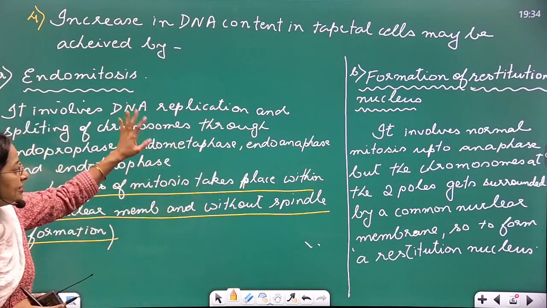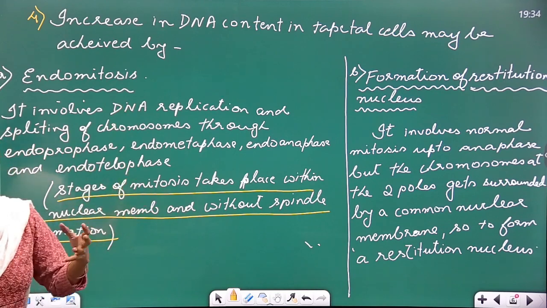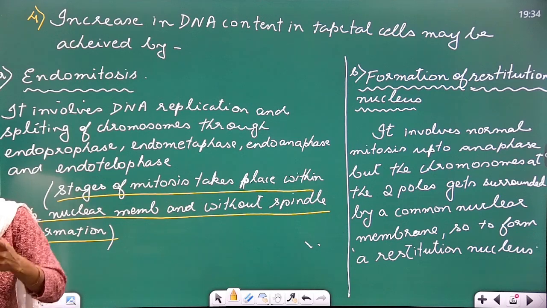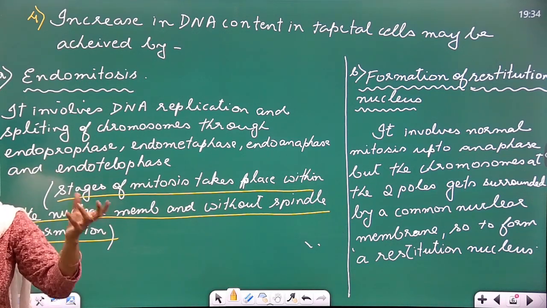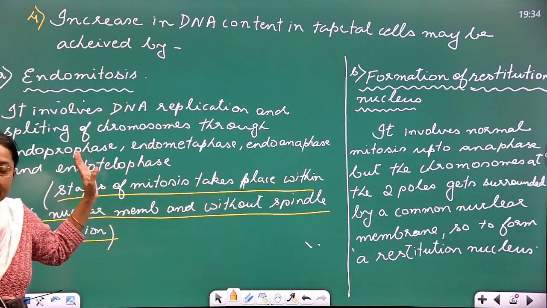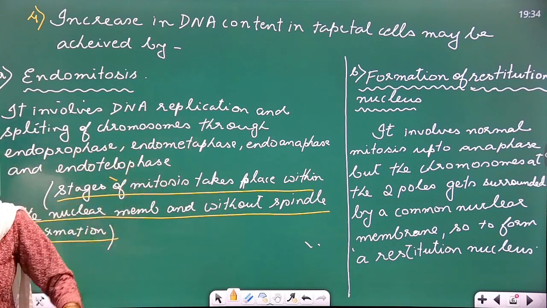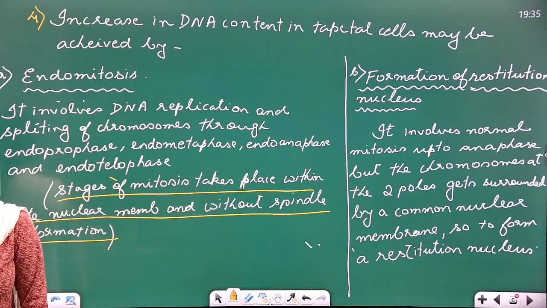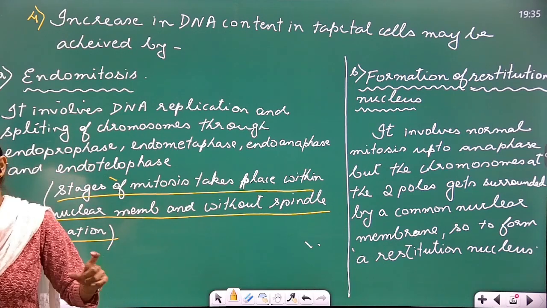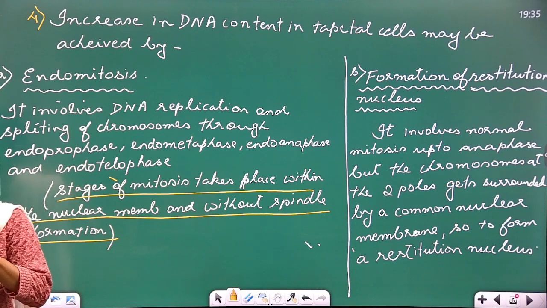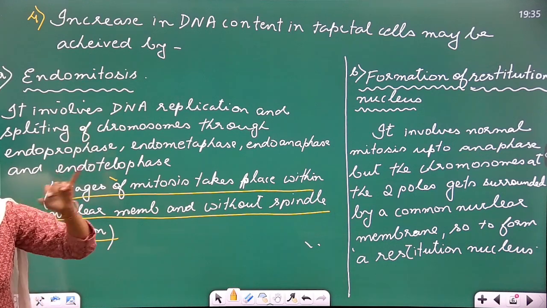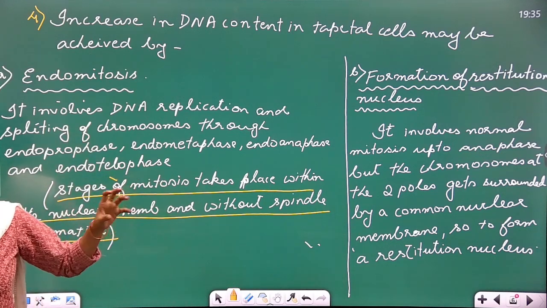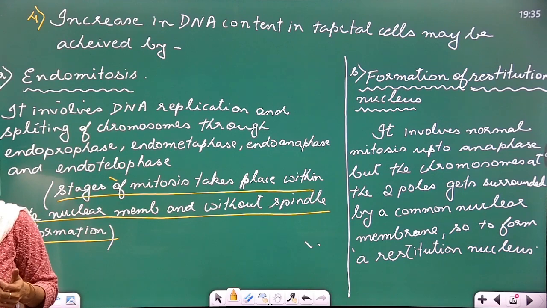So this is a process where the nuclear membrane does not break down. So all the events occur within the nuclear membrane itself. So it is somewhat different from normal. So maybe this is the condition that leads to an increased amount of DNA in the tapetal cells. If the nuclear membrane does not break down, then what will happen? The chromosomes will not split, and spindle fibers will not form either. If there is no spindle fiber, what was the function of a spindle fiber?